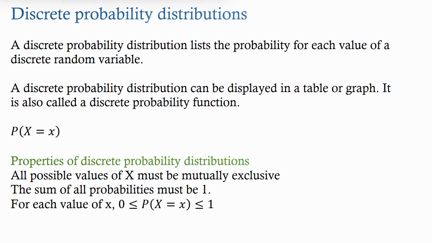probability function. We know it's a discrete probability function when we have P and then capital X equals lowercase x, where lowercase x is the score. There are some properties that discrete probability distributions have, but they're very much similar to normal probability. All possible values of x must be mutually exclusive. You can only get one, you can't get the other, you can't get two at the same time. Again, flipping a coin, you can't get heads and tails, you can only get heads or tails. And the sum of all the probabilities must add up to 1.